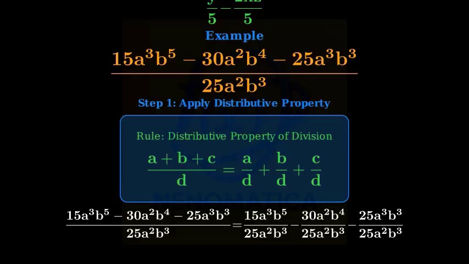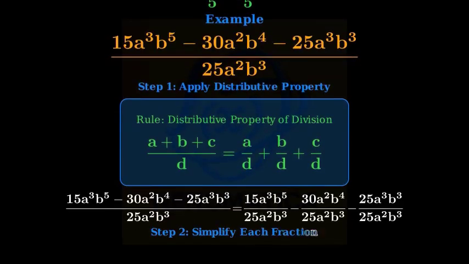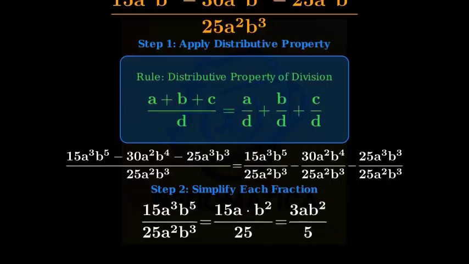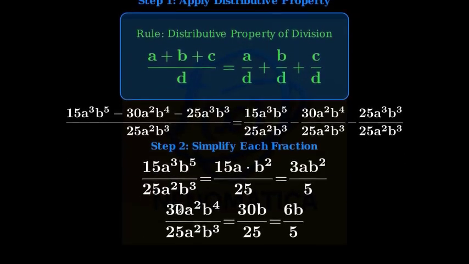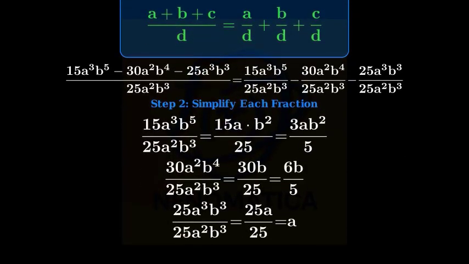Now, let's combine our results to get the final answer. We have 3ab squared over 5 minus 6b over 5 minus a. We can rewrite this as 3ab squared over 5 minus 6b over 5 minus 5a over 5. This gives us our final answer: 3ab squared minus 6b minus 5a, all over 5.